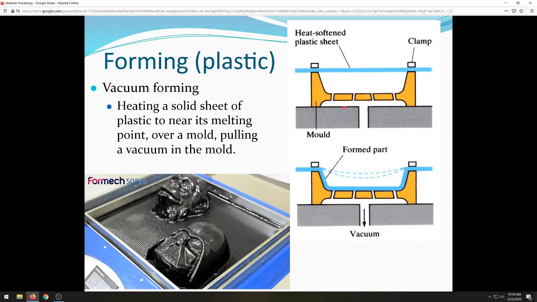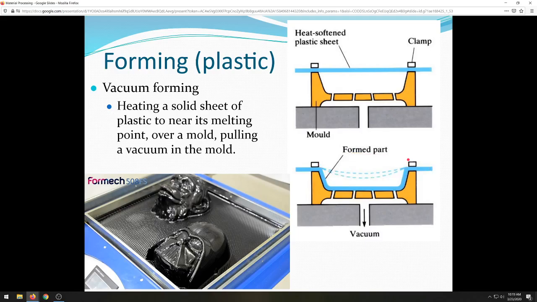And then you pull a vacuum underneath. So that's what this is showing. We're pulling a vacuum, so we're pulling a bunch of the air out. Because this is a sealed area, the atmosphere then crushes down and pushes the heated, softened plastic down into there, and it takes the form of the mold. And these vacuum holes are exaggerated. They're usually very tiny. But it gives you a nice formed product.